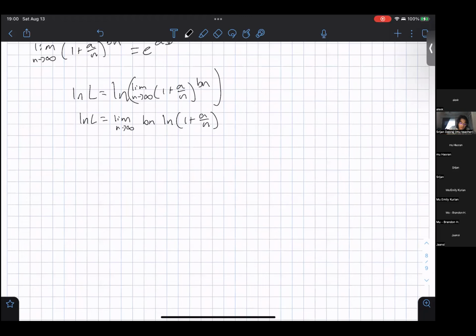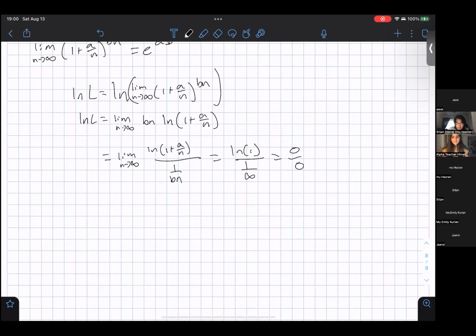So once we're here, we can rewrite this as the limit as n approaches infinity of ln of 1 plus a over n, over 1 over bn. So this is just the same thing as the one above, but what this allows us to do now is if we plug in n equals infinity, the top is ln of 1, and the bottom is 1 over infinity. So this is just 0 over 0, which lets us use L'Hopital's rule.